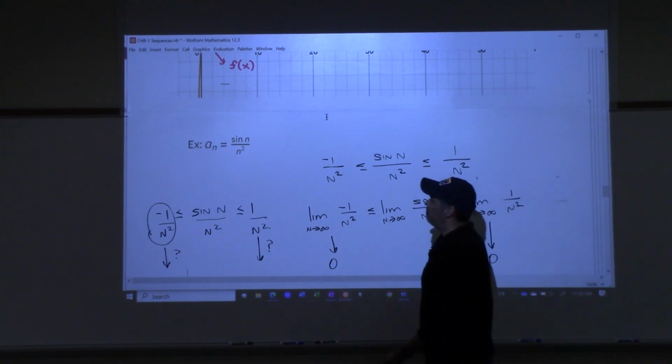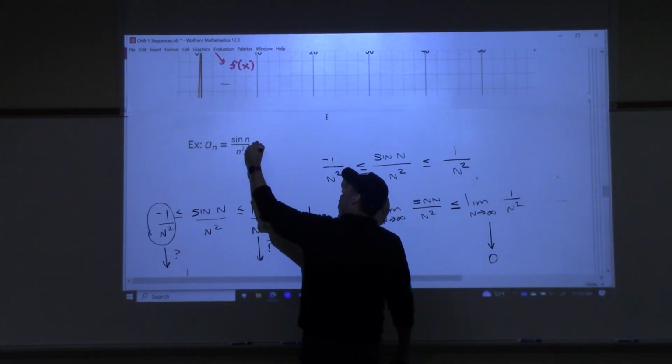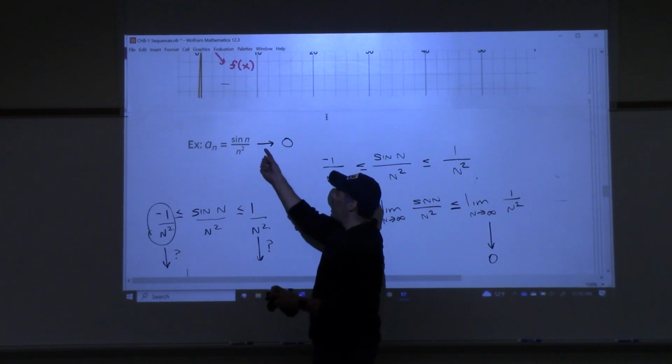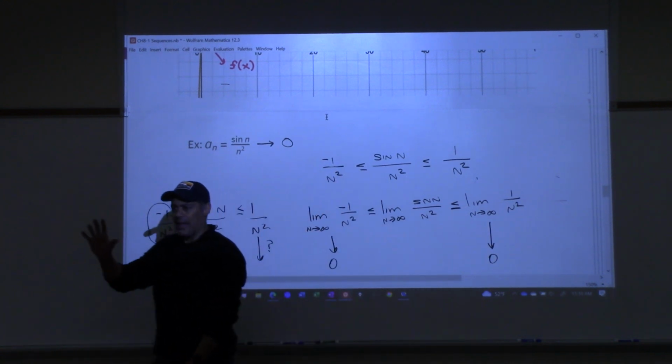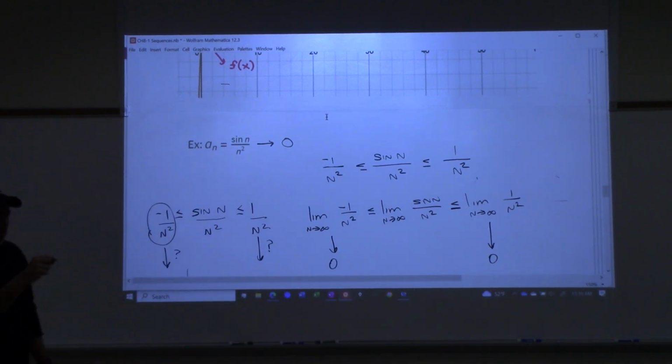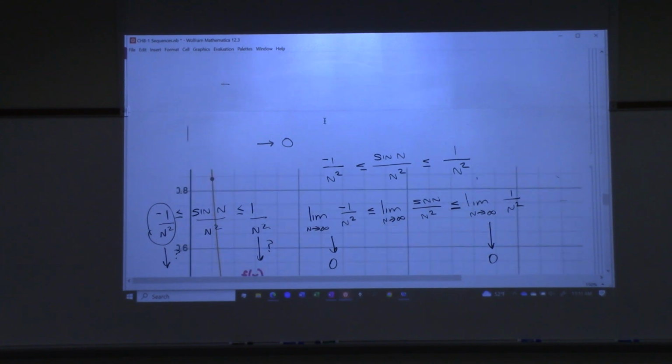Okay, so by the squeeze theorem, this goes to 0. Remember we used the arrow last class to represent that limit? If we say the sequence with an arrow to a number, we're saying that the limit goes to that number, or the sequence goes to that number as we let n go to infinity. Okay, so that's squeeze theorem.